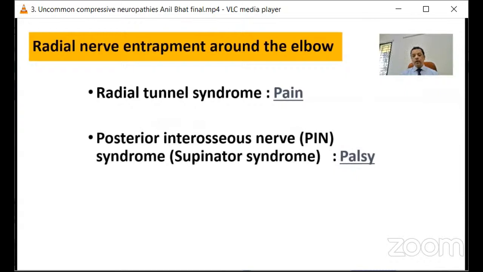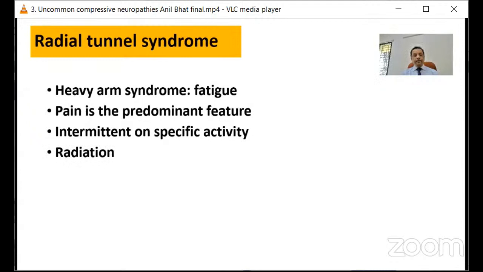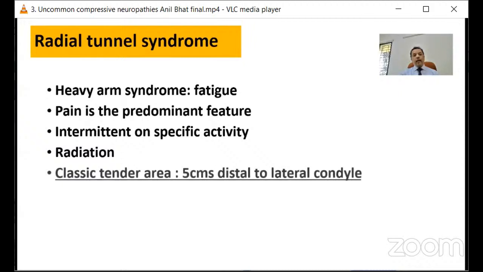Now, the patients come with fatigue, kind of a heavy arm syndrome. Pain is the predominant feature, and intermittent on specific activities, very specific activity-related symptoms here. Sometimes patients come and tell you the pain radiates, it goes up and down like this. And there's always a classic tender area 5 centimeters distal to the lateral condyle over the radial tunnel, and it always gives good relief post decompression.